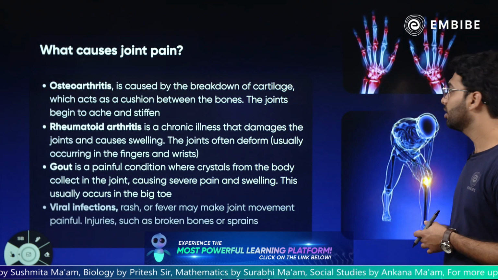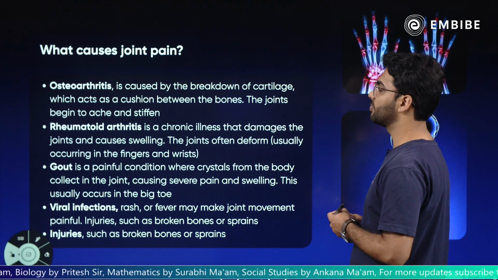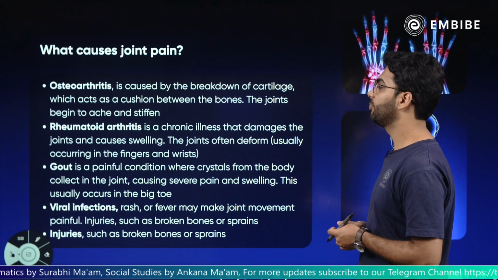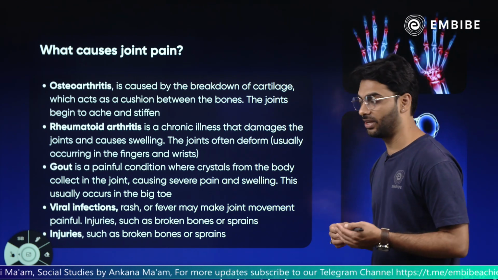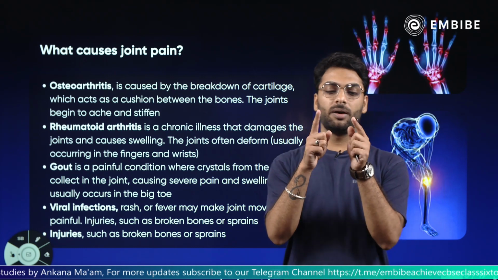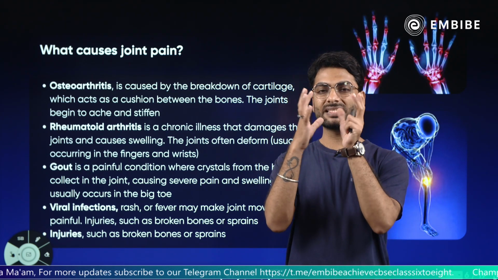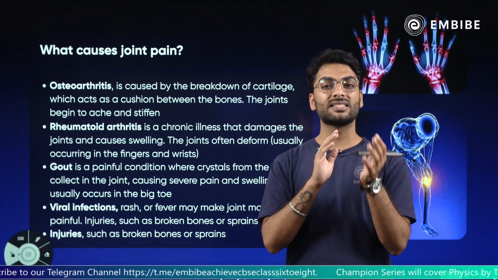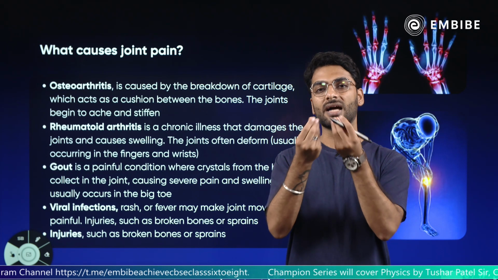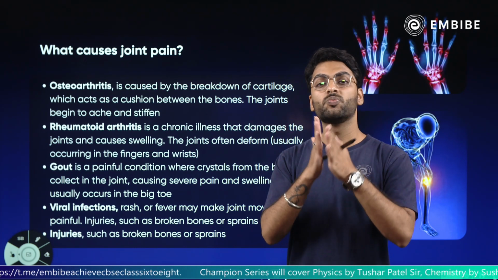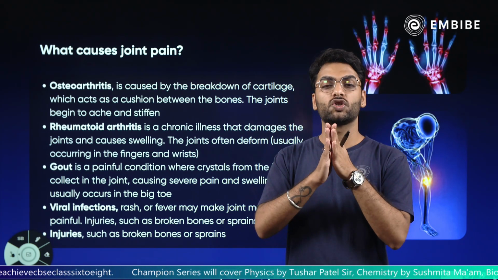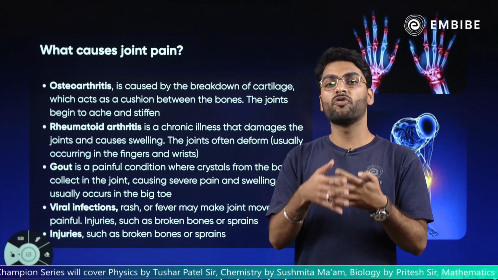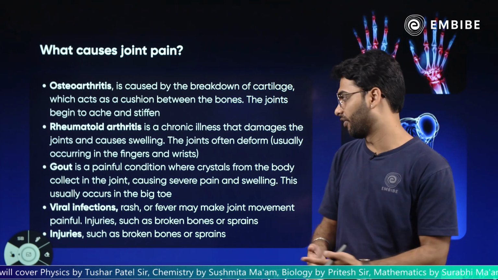What causes joint pain? Osteoarthritis is caused by the breakdown of cartilage, which acts as a cushion between the bones. The joint begins to ache and become stiffened. So basically, at your joint, there is something that is keeping your joint very fluid and very smooth, and that is the cartilage. Now over time, this cartilage begins to wear out and the smoothness of the joint goes away and the joints become extremely rough and with lots of friction, which makes their movement very painful and difficult.